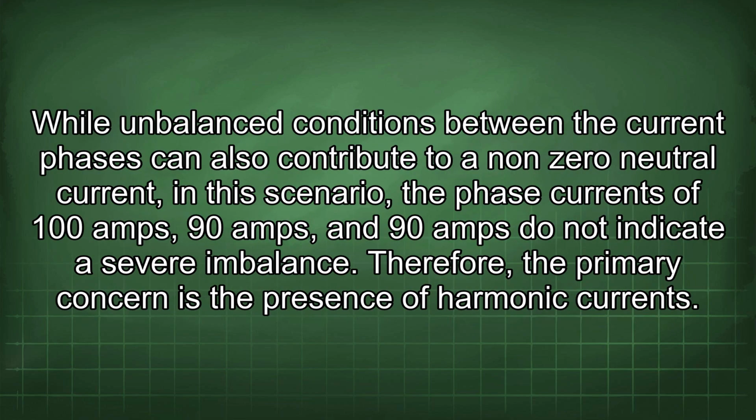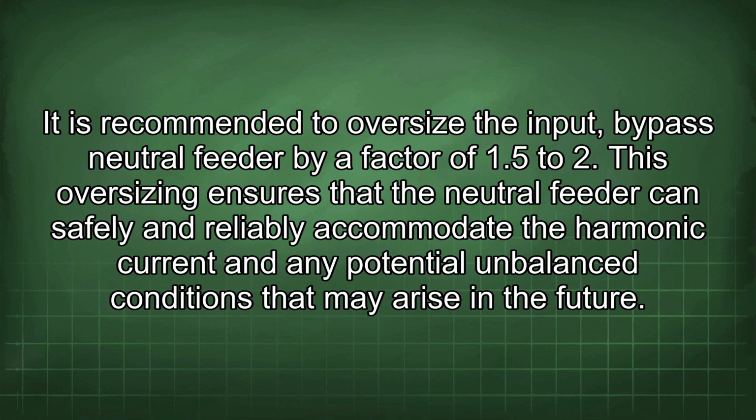While unbalanced conditions between the current phases can also contribute to a non-zero neutral current, in this scenario the phase currents of 100 amps, 90 amps, and 90 amps do not indicate a severe imbalance. Therefore, the primary concern is the presence of harmonic currents. It is recommended to oversize the input bypass neutral feeder by a factor of 1.5 to 2. This oversizing ensures that the neutral feeder can safely and reliably accommodate the harmonic current and any potential unbalanced conditions that may arise in the future.